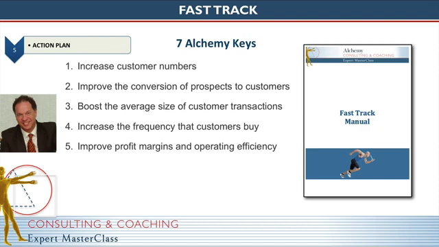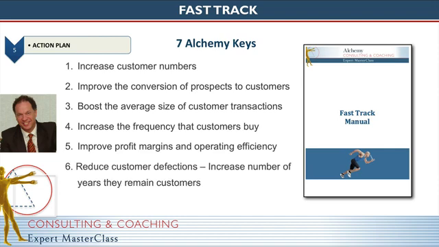Number 5, improve profit margins and operating efficiency. So we're going to look at those bottom lines, and we're going to look at the manual, the encyclopedia that is, to see what strategies we can put in place in order to enhance profits. For instance, it could be that we're going to increase prices on certain products that we know are going to move anyway. We could find ways of making cost reductions and savings, things like that, where that affects the operating efficiency. Number 6, reduce customer defections.